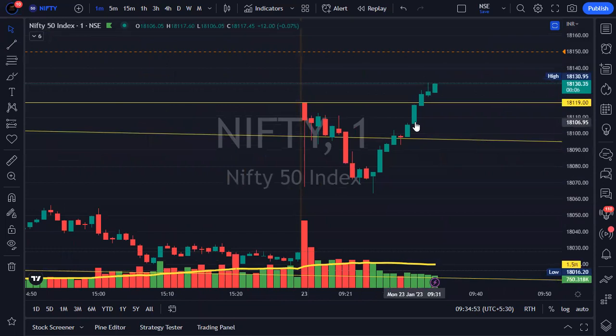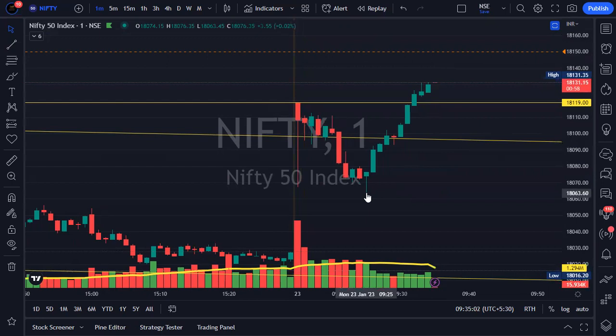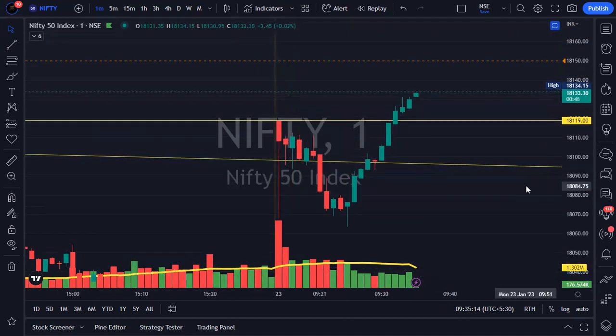Could this be a trap? So I'll be very careful. The first level I am watching on the upside is 18,150, and on the downside I am watching 18,050 levels, whether that will be breached. Could this be a trap? So I will wait almost until this. I mean, it is already 9:35, so probably 15 minutes of the information from Saturday and Sunday is probably absorbed now.